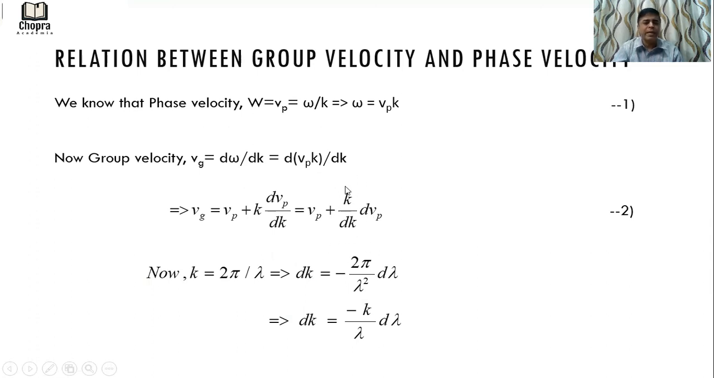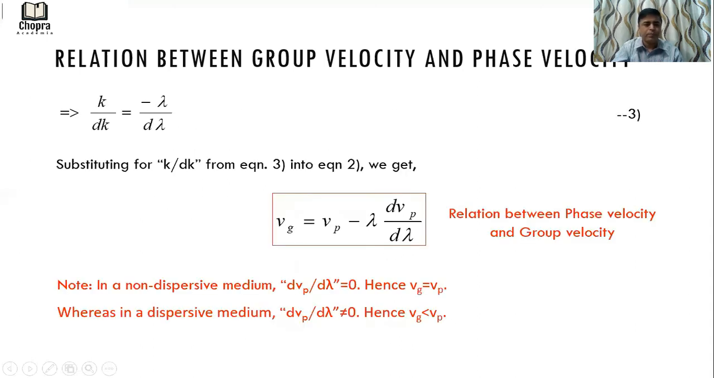So I have k is equal to 2 pi by lambda. I differentiate it with respect to lambda. I get dk is equal to minus 2 pi by lambda square d lambda, which in terms of k will be minus k by lambda d lambda, because k is equal to 2 pi by lambda. I rearrange and get k by dk is equal to minus lambda by d lambda. Substituting this k by dk in equation number 2, I get my relation between group velocity and phase velocity: Vg is equal to Vp minus lambda dVp by d lambda.